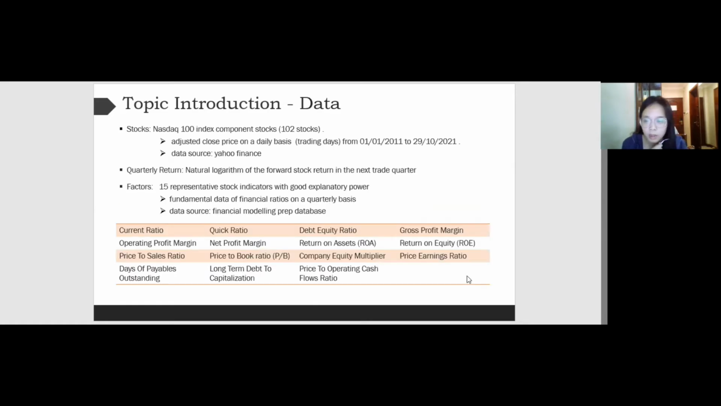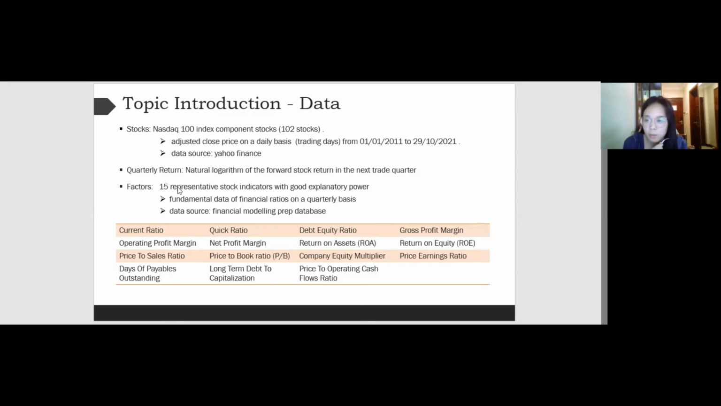Now we look at our data. We use all historical Nasdaq 100 component stocks, which is 102. The data set we use consists of data over the period of almost 11 years, and the adjusted close price is on a daily basis. For the quarterly stock return, we use the natural logarithm.